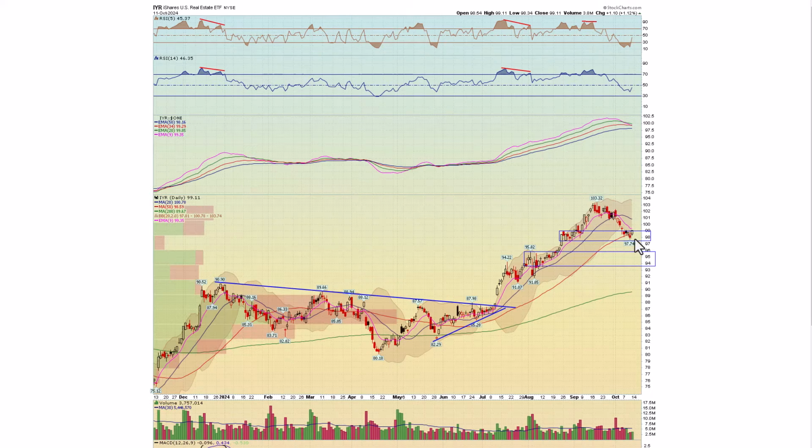Chart 51, real estate. This has pulled back lately. There is a little supply zone right here. Notice you have the 50-day moving average in red. If this is lost, you have another supply zone or a demand zone below.